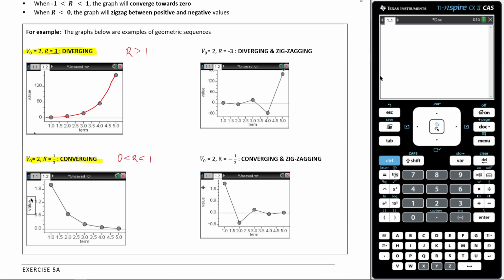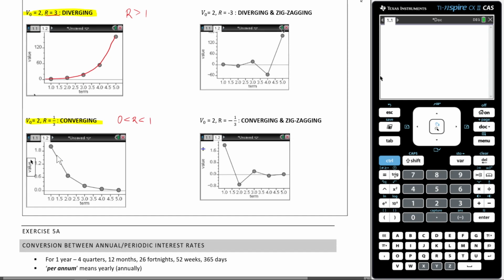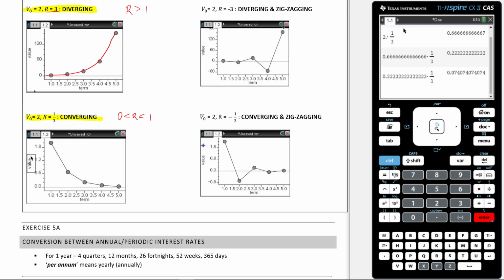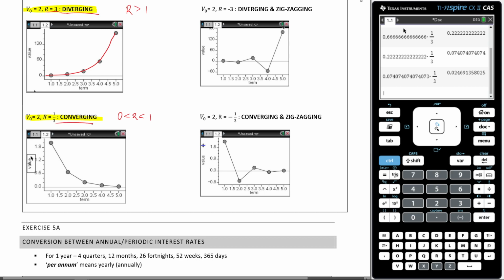In contrast, when you have a number like 1/3, this is when r is between 0 and 1. If you think of all the numbers between 0 and 1, you've got a half, 1/3. What you're going to end up with is something that converges, and that means it's going to approach 0, but never get to 0. To show you this, if I take 2 and hit enter, and then multiply it by 1/3, I'm going to get that, then that, then that, but I'm never going to hit 0. I'm just going to get closer and closer to 0. Those are the two main ones you're going to come across: diverging and converging.